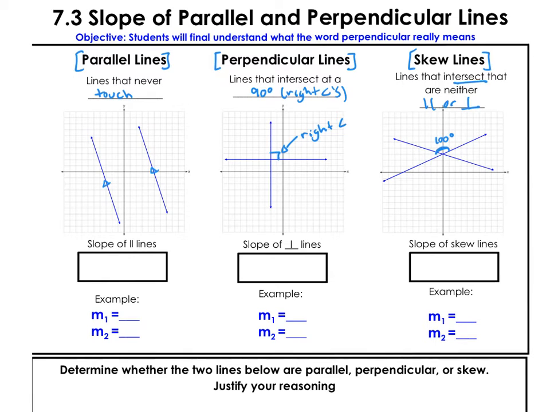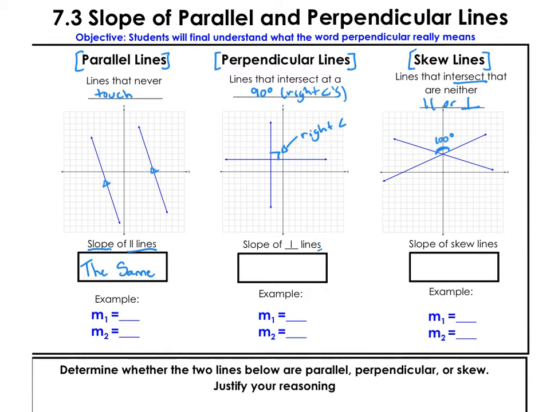Now, here's the thing that you've got to know. These are the main points right now. We're going to be talking about the slopes of these different kinds of lines. The slopes of parallel lines are always the same. They are always exactly the same.